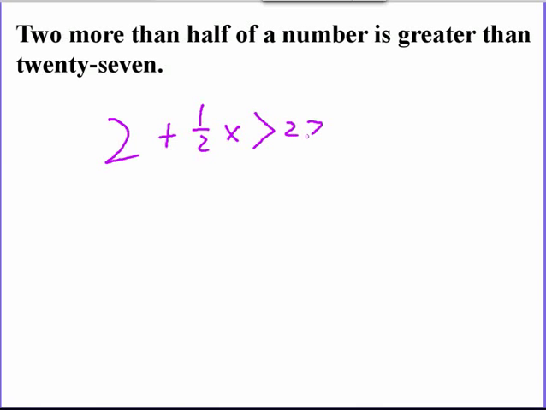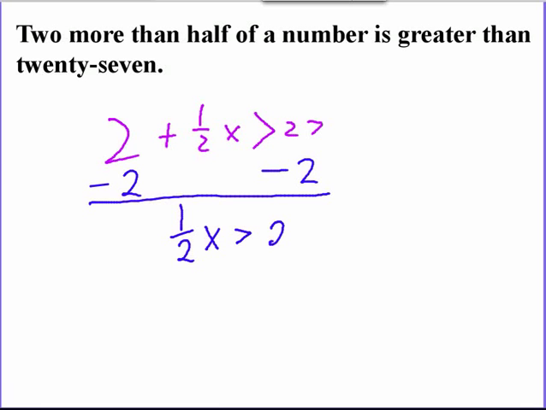So, 2 more than half of a number is greater than 27. That's the inequality you should have written down. Very first thing you need to do is what? Subtract 2. So I end up getting 1/2 x is greater than 25. How do you solve that now for x?